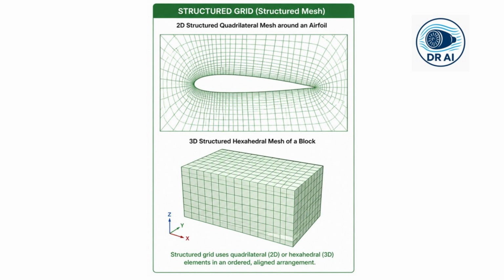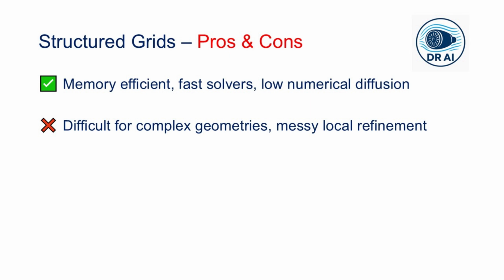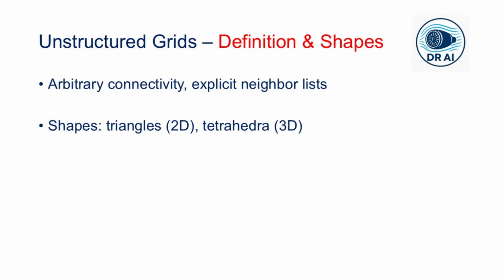What are the disadvantages? We have two major disadvantages. It is extremely difficult to generate for complex geometries, for example, a human face or an engine block. And local refinement is very messy. Refining one area forces wave-like perturbations across the grid. As an example, a structured grid around an airfoil requires an O-grid or C-grid topology. The grid lines wrap around the leading edge. Generating this manually is an art.